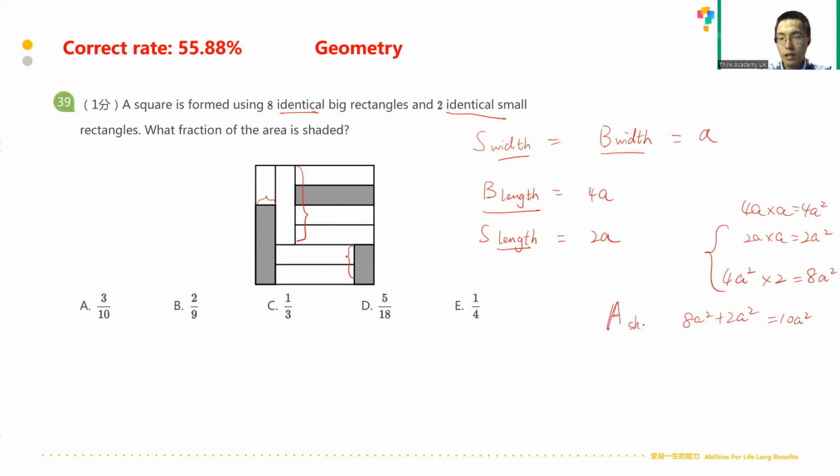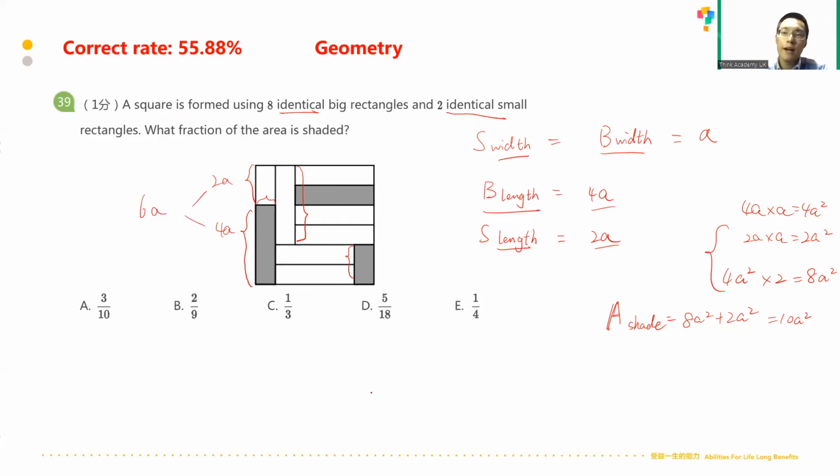So A shade equals 10A squared. Here, this is the length of a small rectangle, and this is the length of a large rectangle, a big rectangle. So it's 4A and 2A, respectively. Because we know it's a square, the side length of the square is 2A plus 4A, which will be 6A. So the side length is 6A.